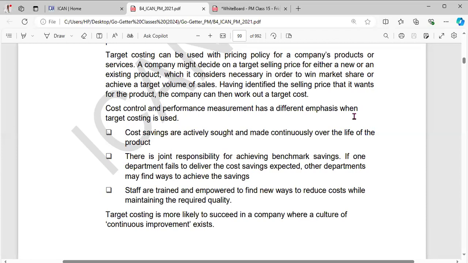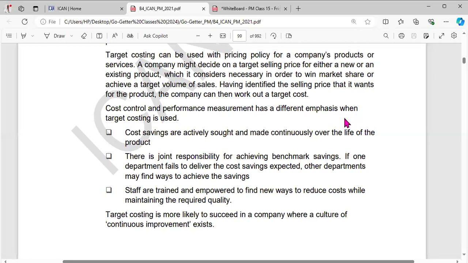Then staff are trained and empowered to find new ways to reduce costs while maintaining the required quality. So one of the ways here is you still make the same standard quality but with less material than you used to, and avoiding waste.